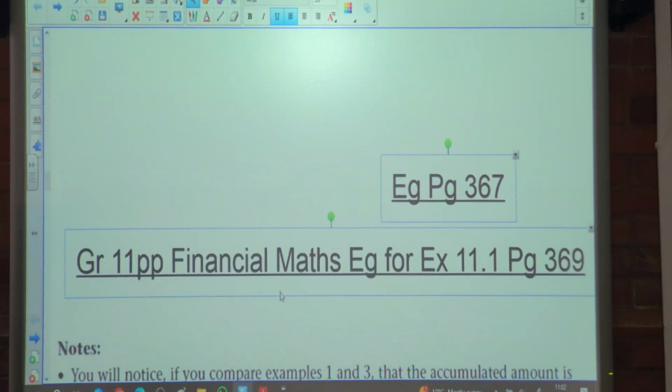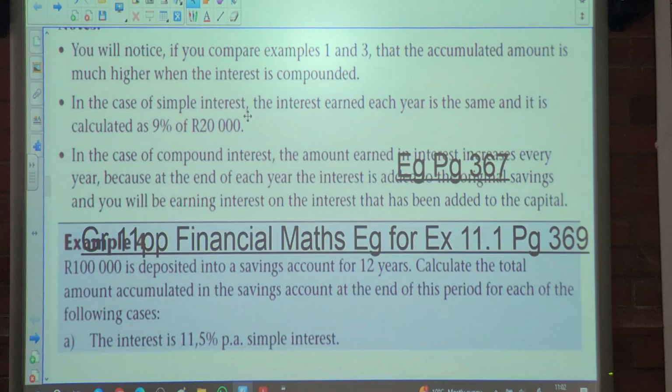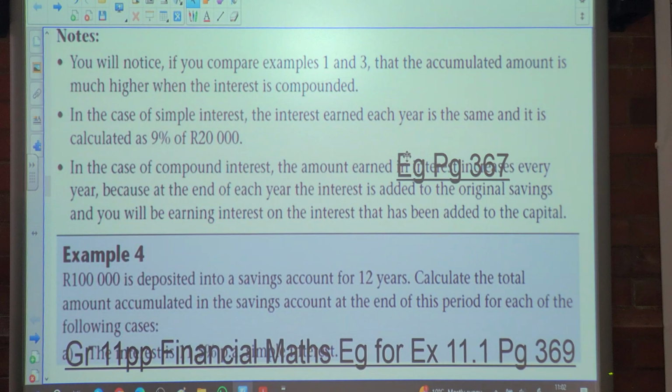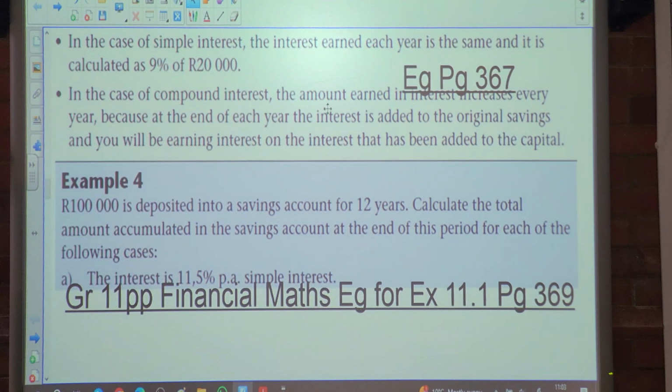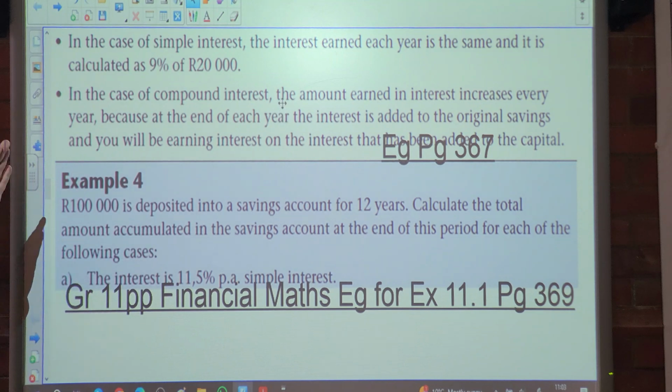Note: you see what they are trying to tell us here? It's in examples 1 and 3 that the accumulated amount is much higher when the interest is compounded. In the case of simple interest, the interest earned each year is the same, as it is calculated at 9% per annum, 9% of 20,000. In the case of compound interest, the amount earned in interest increases every year because at the end of each year, the interest is added to the original savings.